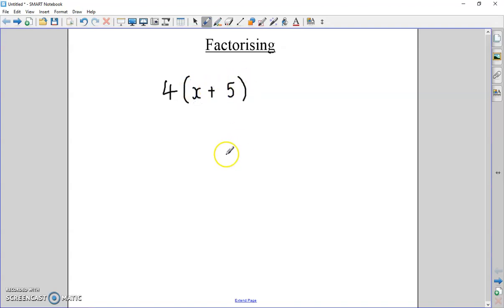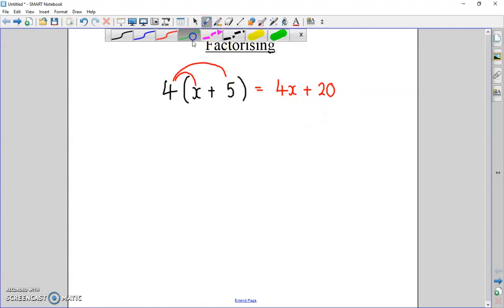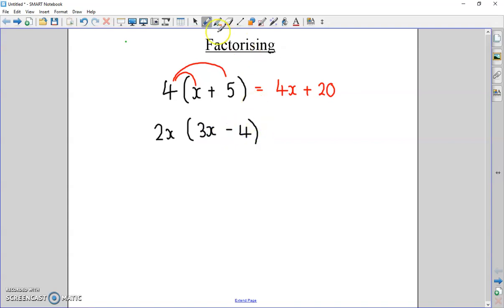If we had that, to expand it, you would multiply 4 by x, which is 4x, and you would multiply 4 by 5, which is 20. Okay. If we had letters as well, so if we had 2x and then 3x minus 4, still multiplying, you would multiply those two.